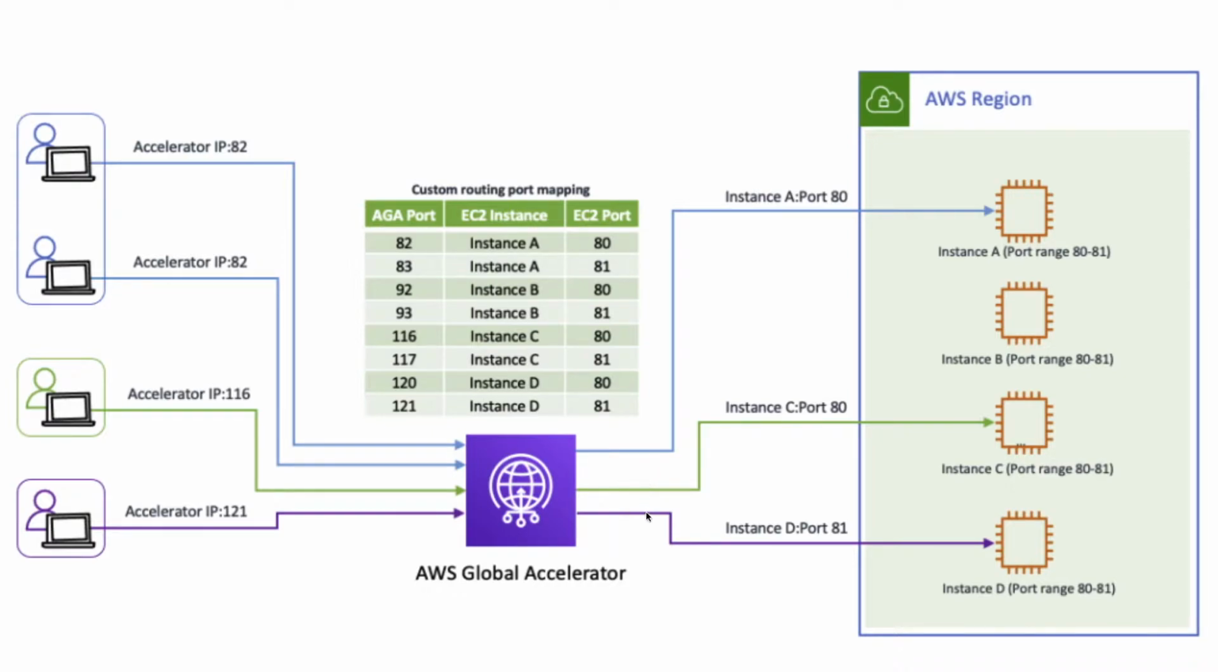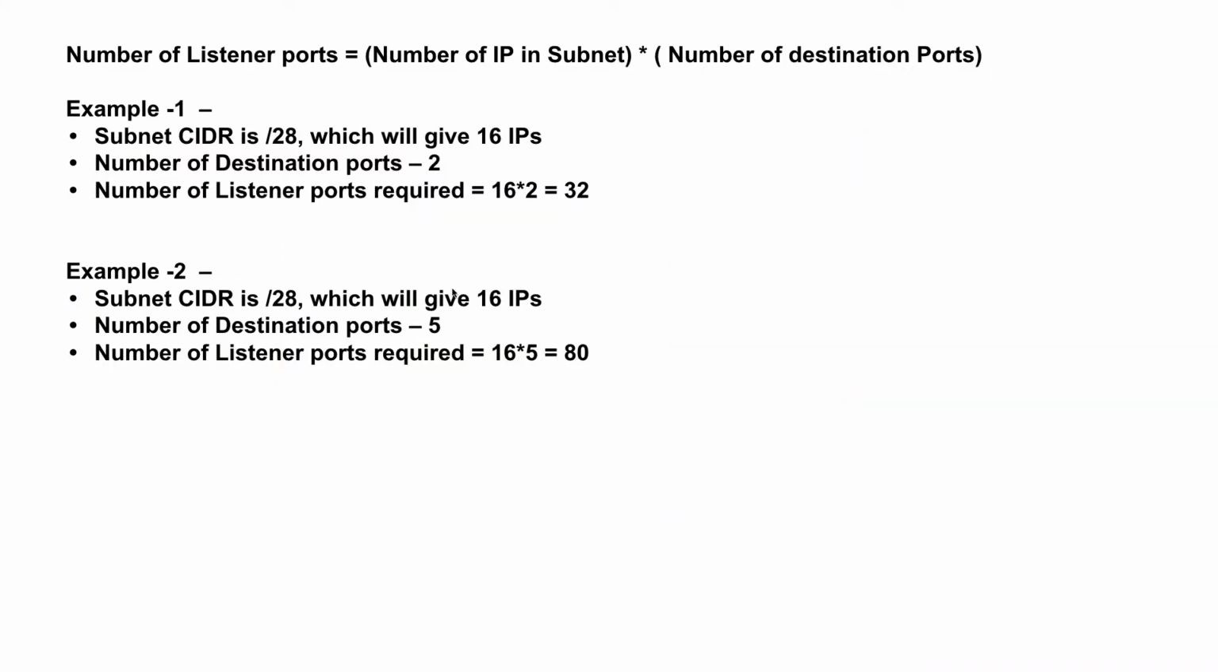And the calculation I was talking about is, you need to find, suppose your subnet is /28, it will give you 16 IP addresses. So the number of IPs in a subnet, like in this example 16, multiplied by the number of destination ports.